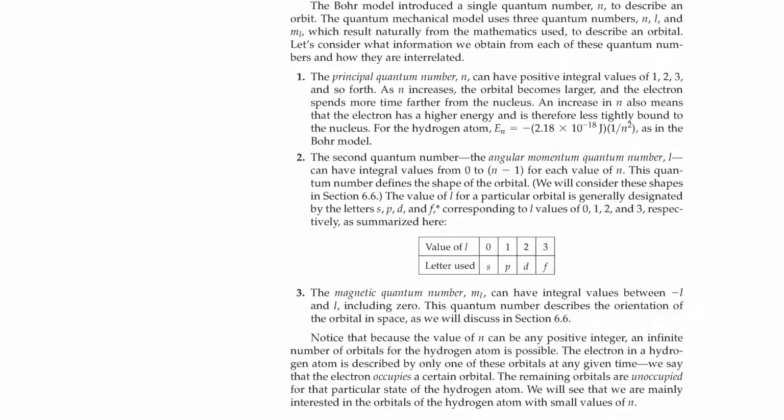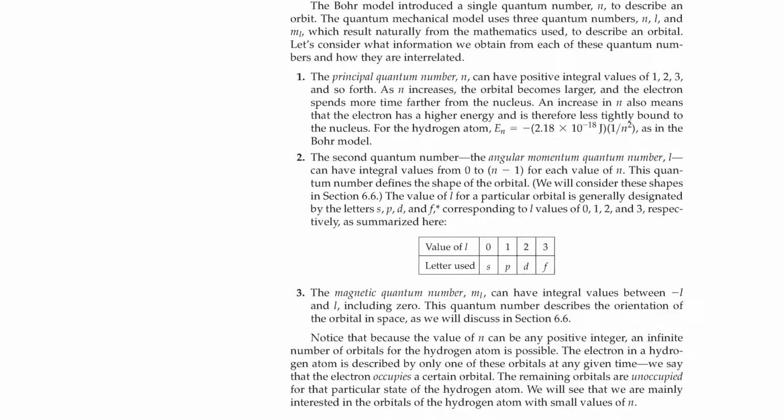The value of L for a particular orbital is generally designated by the letters s, p, d, and f, corresponding to L values of 0, 1, 2, and 3, respectively, as summarized here. The s subshell has an L value of 0, the p subshell has an L value of 1, the d subshell has an L value of 2, and the f subshell has an L value of 3.